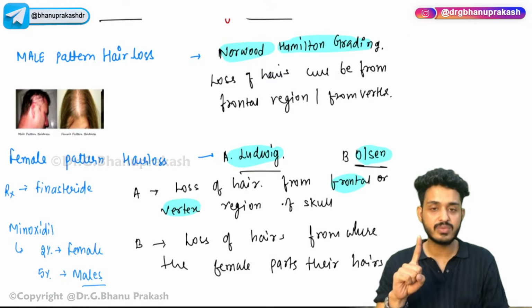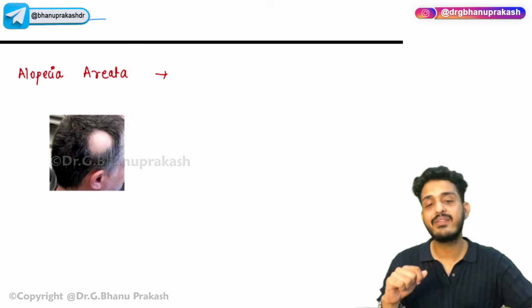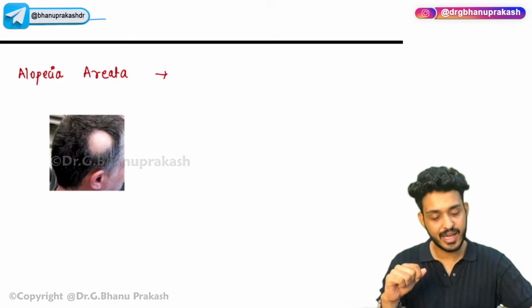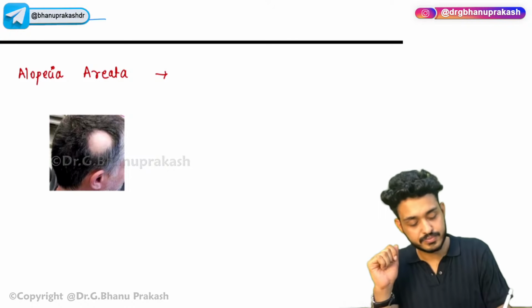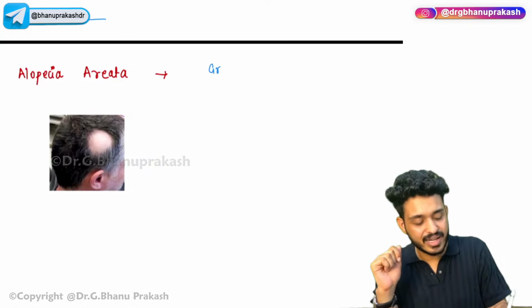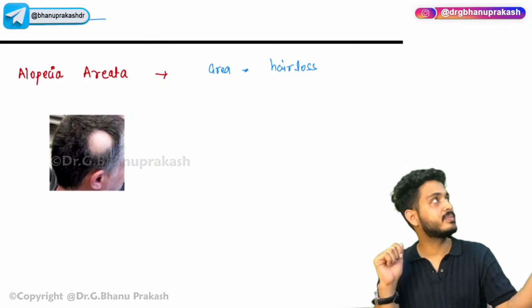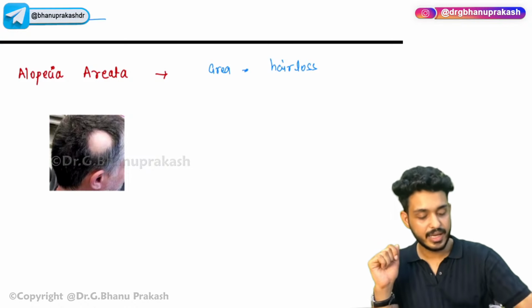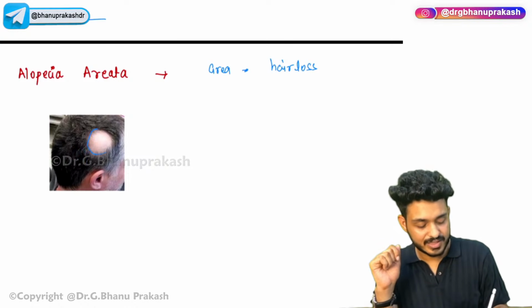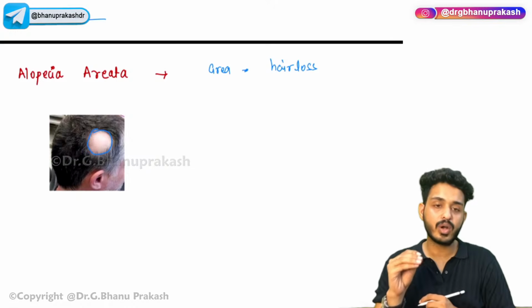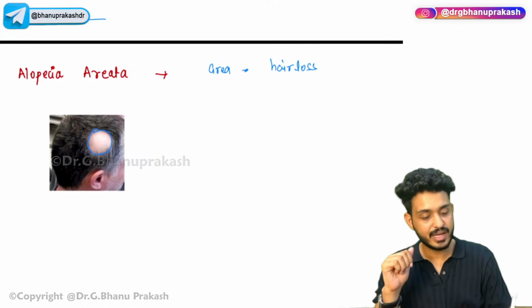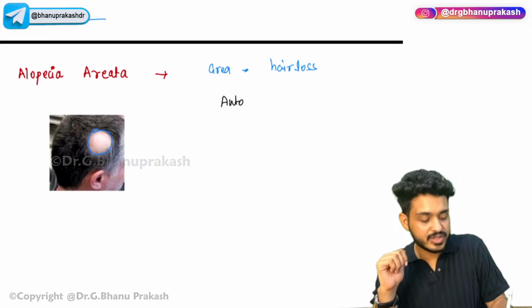Okay, did you understand? First one we are done with that. Second one we are having is alopecia areata. Alopecia areata will have a particular area which will have hair loss. Okay. For example, look here. What are the clinical important features that you need to remember over here? First thing, it is an autoimmune condition.